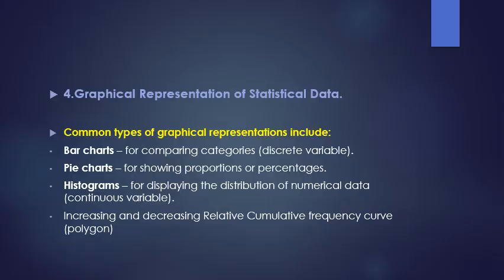We now move to graphical representation of data. Common tools include bar charts for comparing categories, pie charts for showing proportions, and histograms for continuous data distribution. Cumulative frequency curves help analyze how data accumulates across values. These tools make data easier to interpret visually.